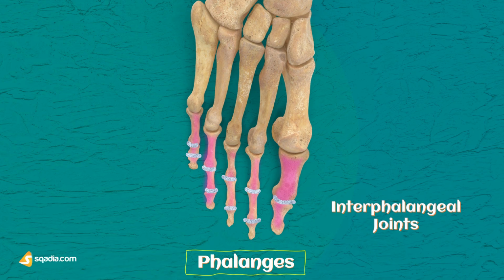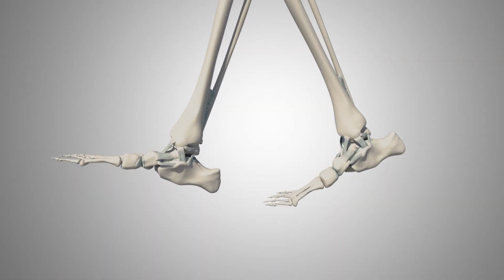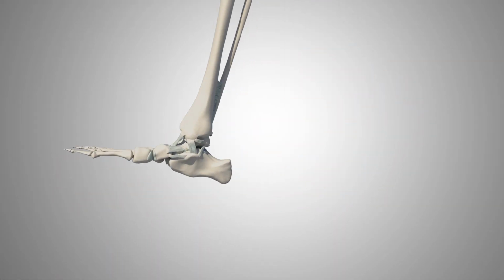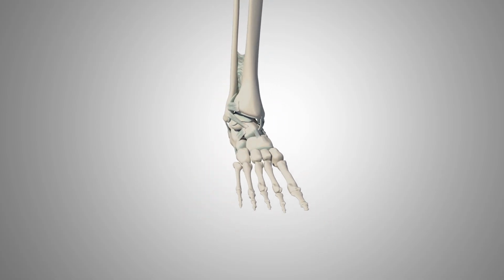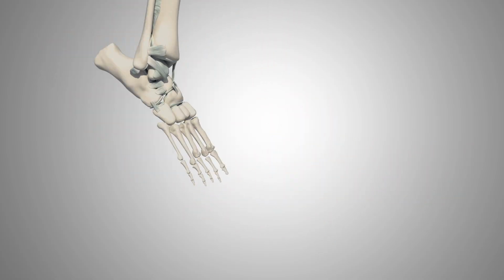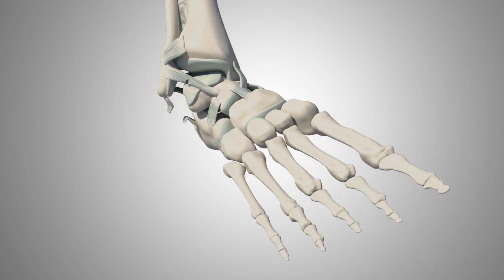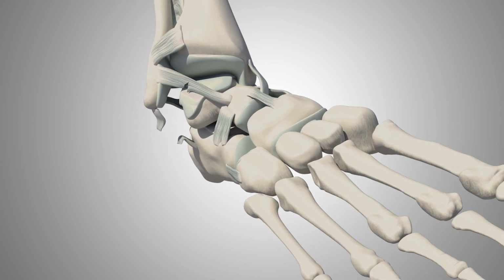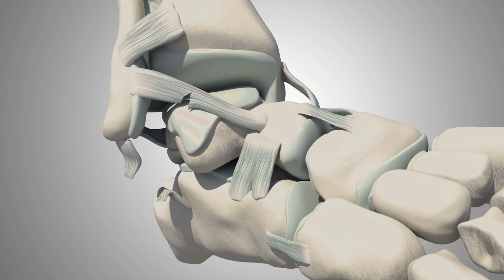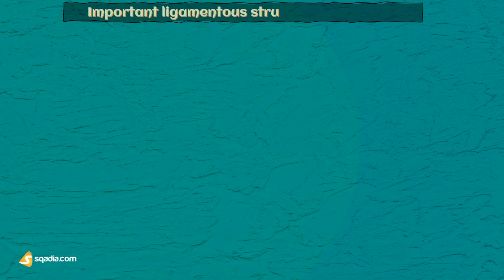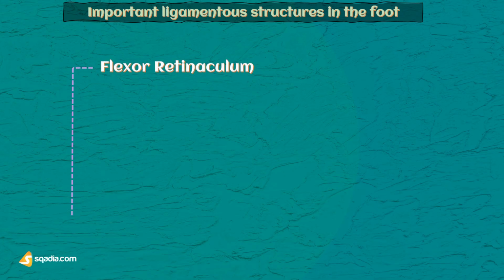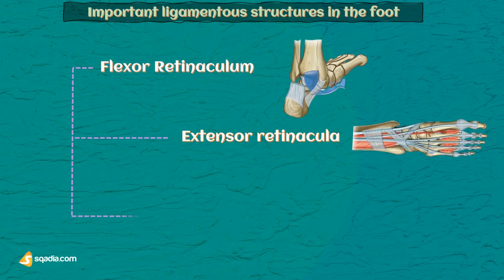Who knew that something as seemingly simple as our feet could be so complex and fascinating? The bones in the foot connect to each other and create multiple joints, which are supported by ligaments that are crucial for maintaining stability in the foot. As the foot bears the weight of the lower limb, its stability is of great importance. I will discuss these joints in detail in a separate video. For now, we will look at some of the important ligamentous structures in the foot. These are the flexor retinaculum, extensor retinacula, and fibular retinacula.